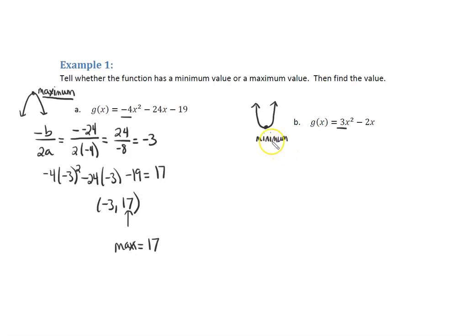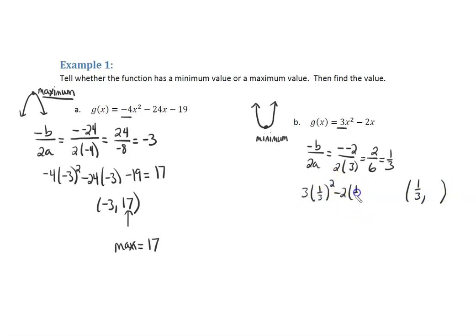To find the actual minimum, we go ahead and use the formula again, -b over 2a. So negative, b is -2, over 2 times a, which is 3. So I get 2 over 6, which is 1/3. Now, we need to plug 1/3 into the parabola to find the y value. We would type in a calculator 3 times 1/3 squared minus 2 times a third. And that gets me -1/3.